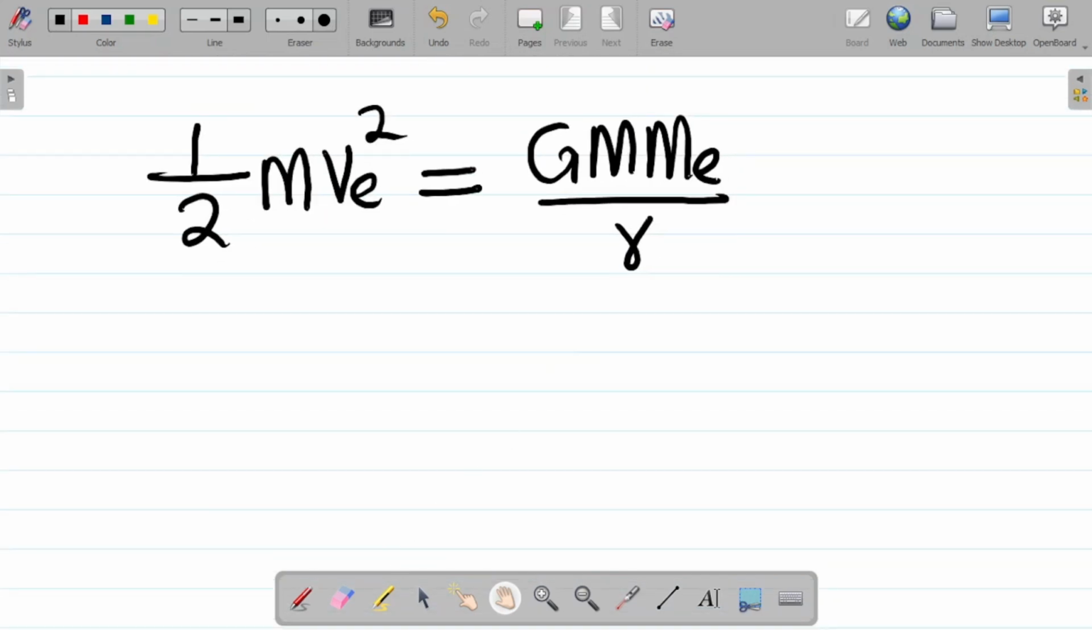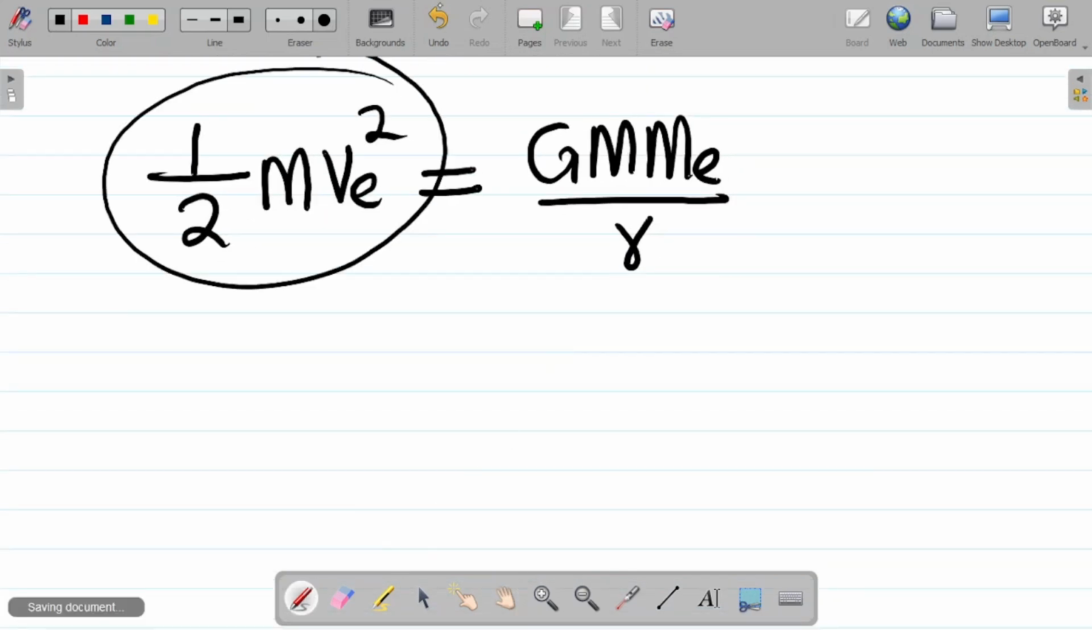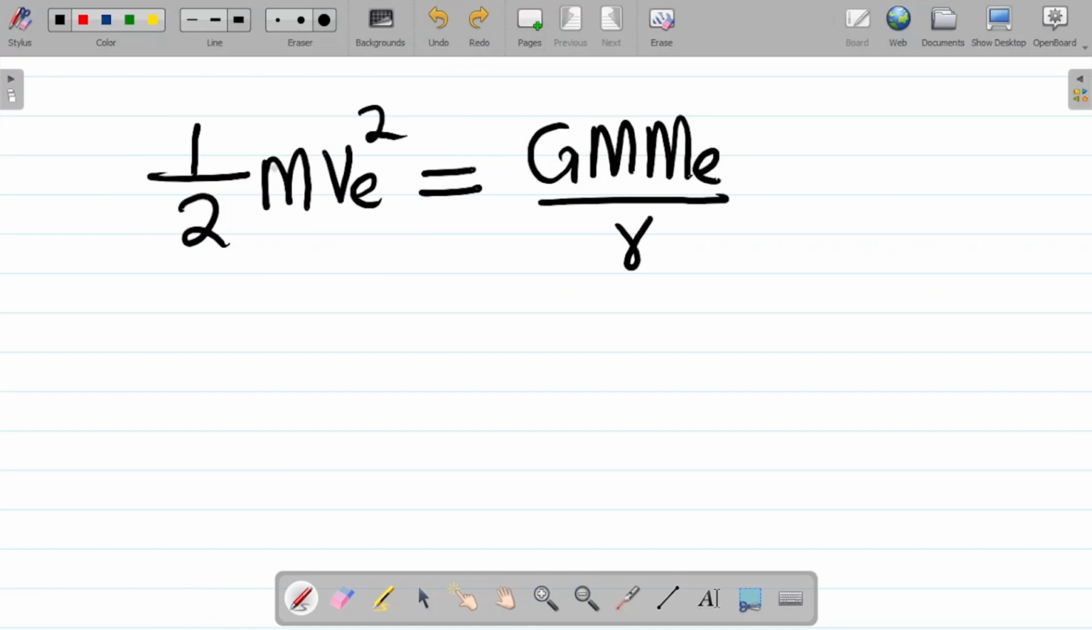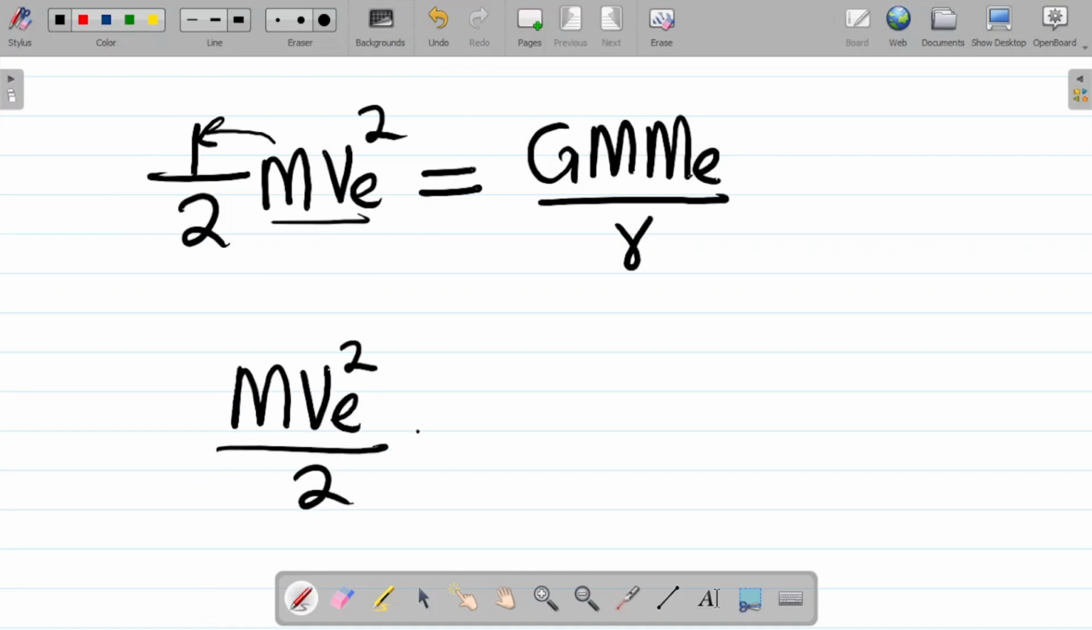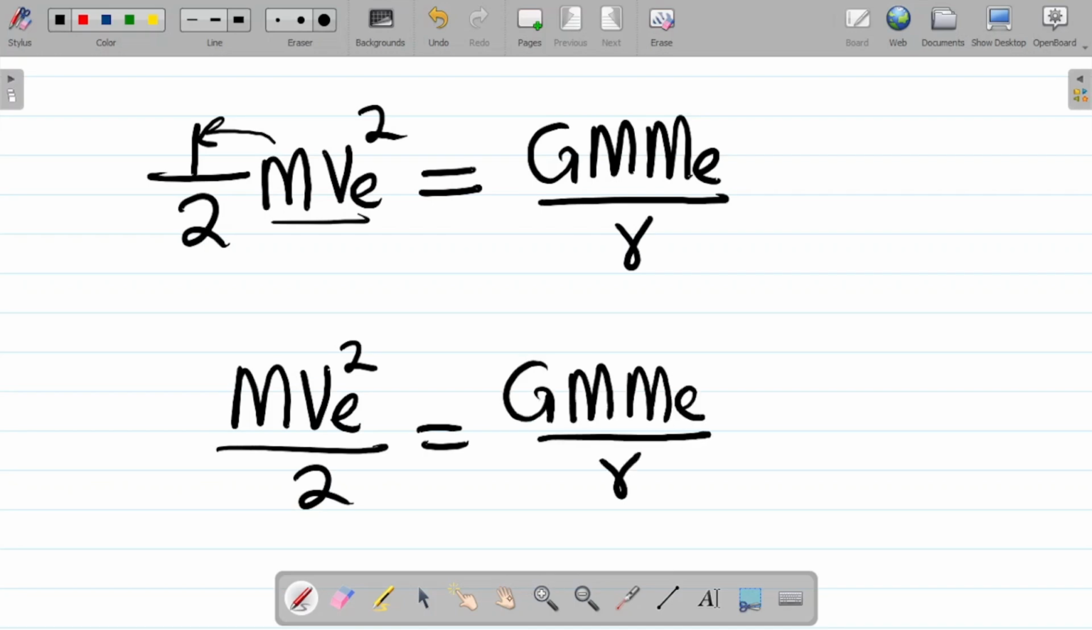Now to solve this equation, let's simplify the left-hand side of the equation. Of course, this m Ve squared would multiply 1, so it becomes 1 times m Ve squared. That becomes m Ve squared all over 2. It's equal to G M Me all over r.